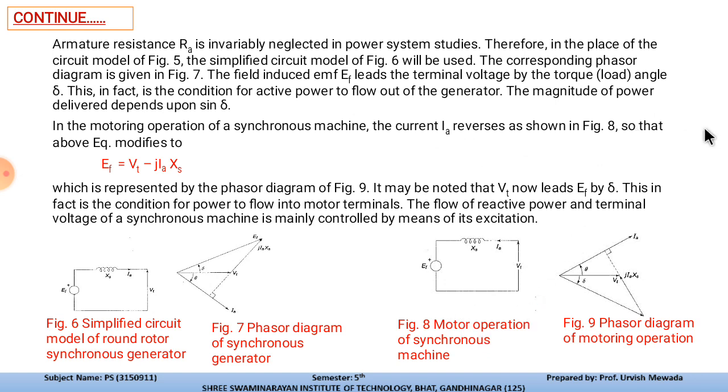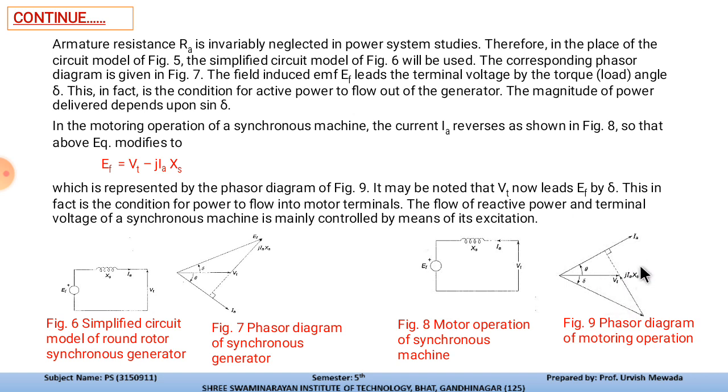So the equation is modified as EF is equal to VT minus jIa Xs. So this is the terminal voltage equation: VT is equal to EF plus jIa Xs. From that we can write the equation EF is equal to VT minus jIa Xs. That represents the phasor diagram of figure number 9. This is figure number 9.